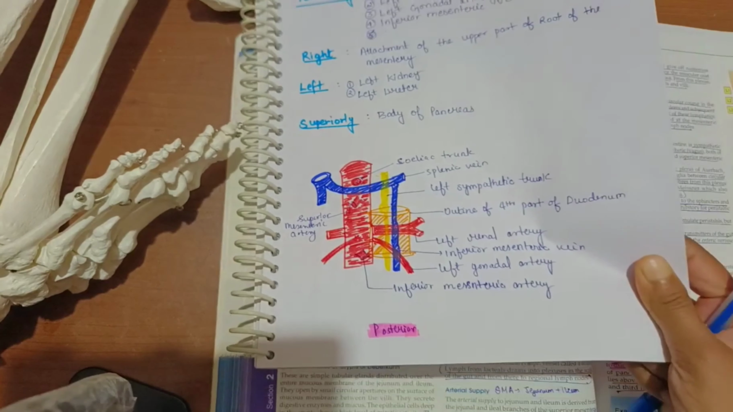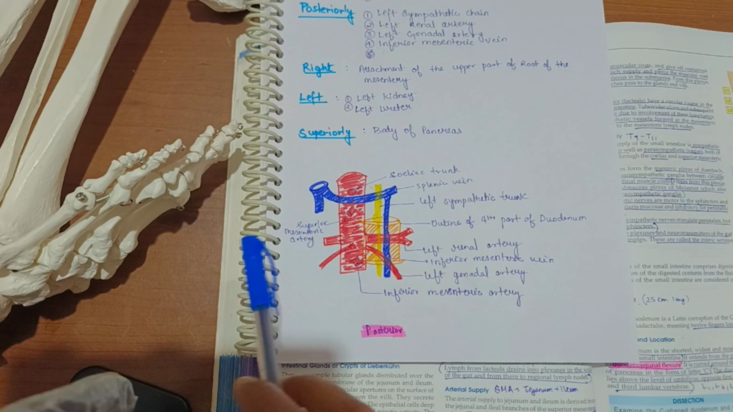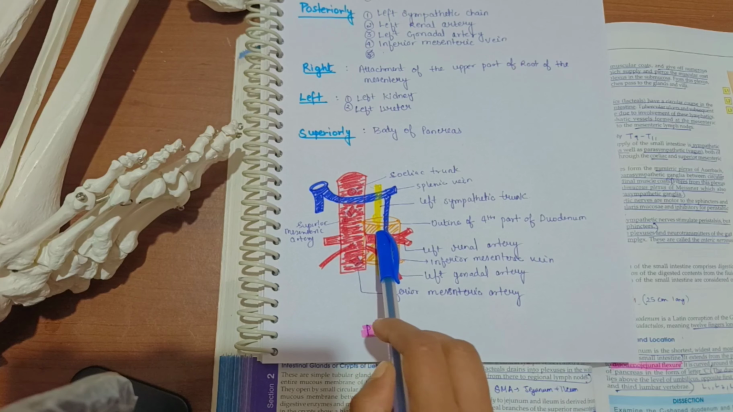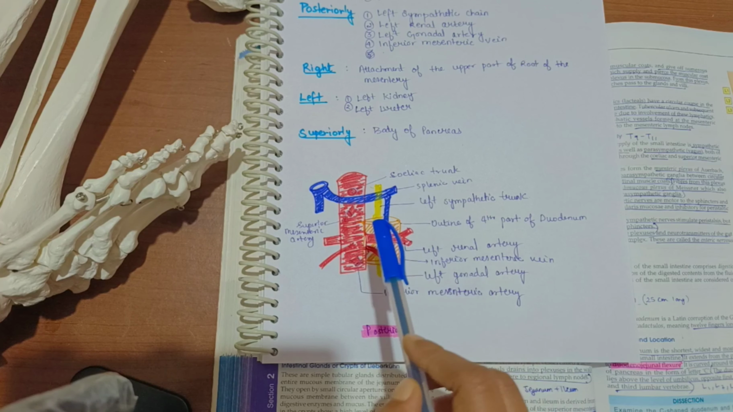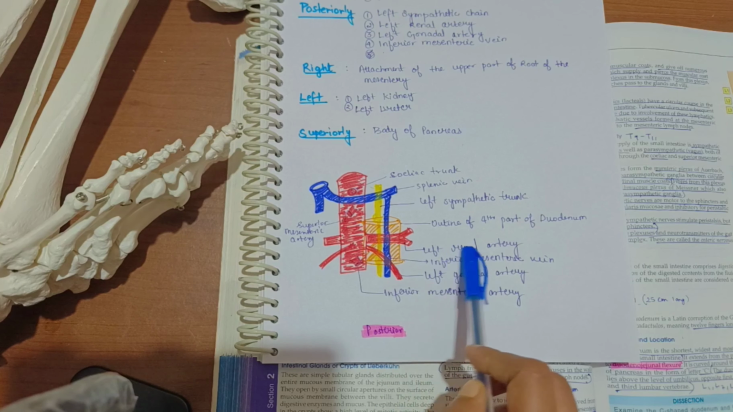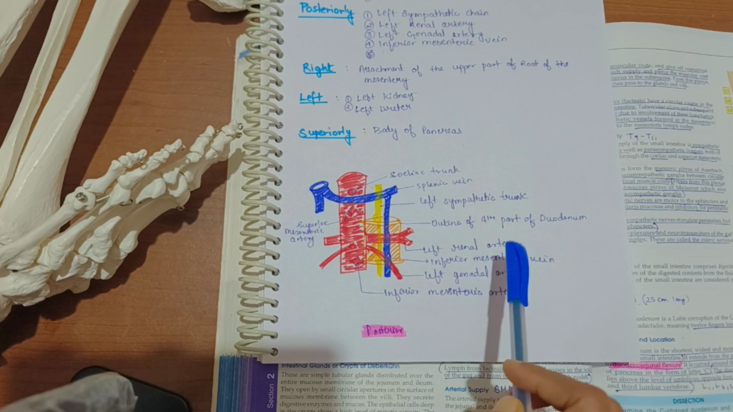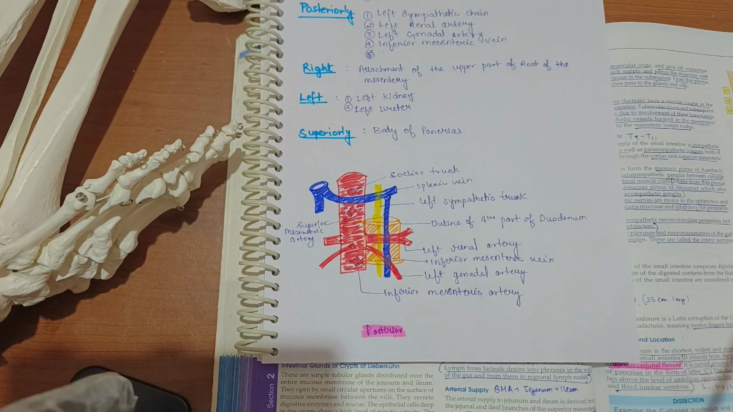So you can have a look at the posterior relation of the fourth part of the duodenum. This is the fourth part of the duodenum. It is related posteriorly to the left sympathetic trunk. Then we have the left renal artery, then the inferior mesenteric vein, and the left gonadal artery. So these are the four posterior relations. It is related on the right by the attachment of the upper part of the root of mesentery, on the left by the left kidney and left ureter, and superiorly by the body of pancreas.